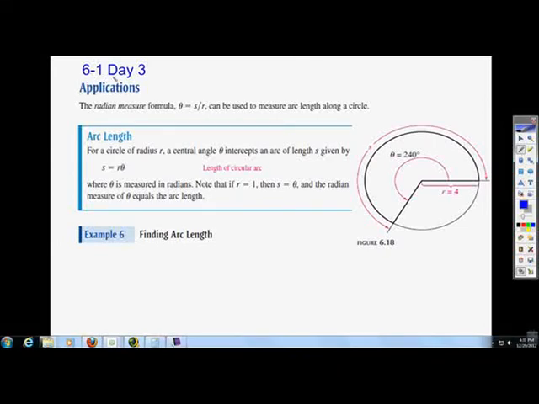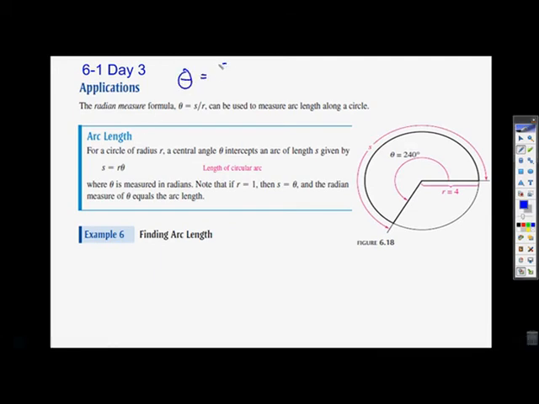This is section 6.1, day 3, the last day of this section, and we just have a couple things to wrap up here, some applications of this radian measure. It says here the radian measure formula, theta equals S divided by R. That was from the previous section. Can be used to measure the arc length along a circle.